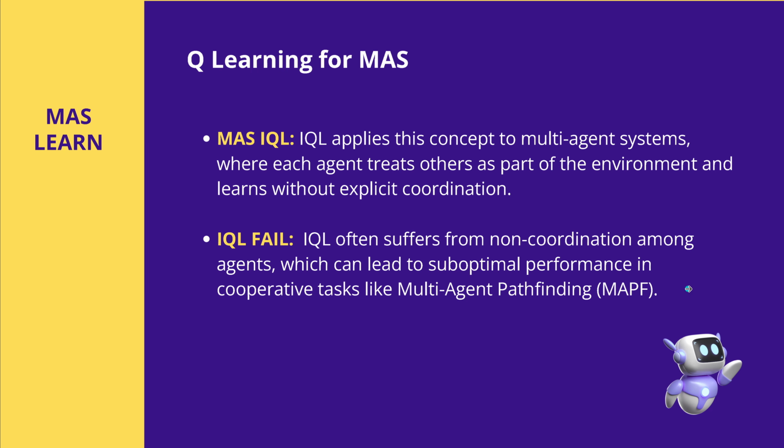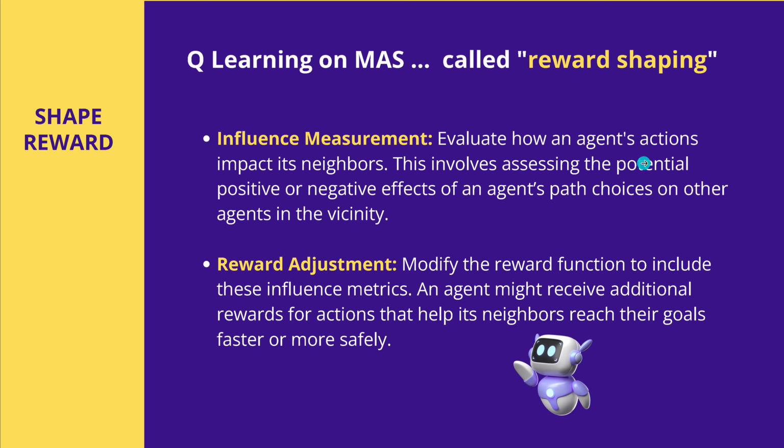So therefore, you immediately understand what we have to do. We have to make those little agents able to communicate with each other. So they understand exactly where are the other agents, what is their task, what is their progress, how do we need resources, how do we have to act together to reach our common goal. Now, there's a specific method that's called reward shaping. The influence measurement is easy. It evaluates how an agent's action impacts its neighborhood of other defined, let's say, 11 agents. So this involves assessing the potential, and this means the positive or the negative effects of an agent's path choices.